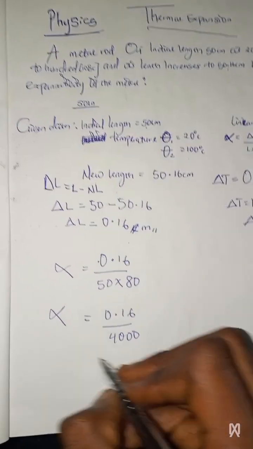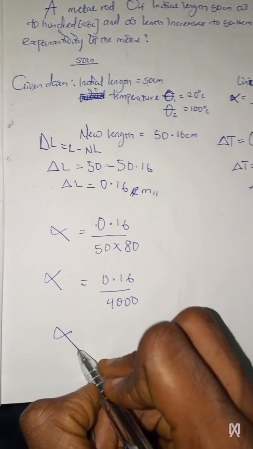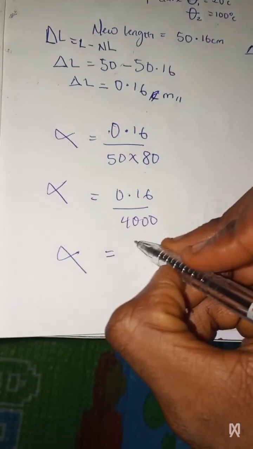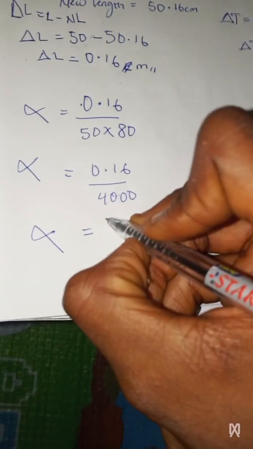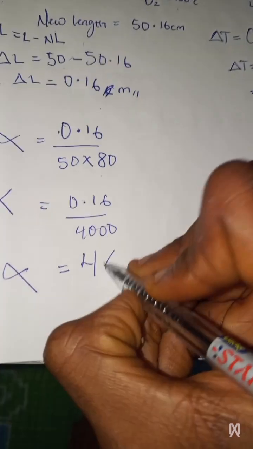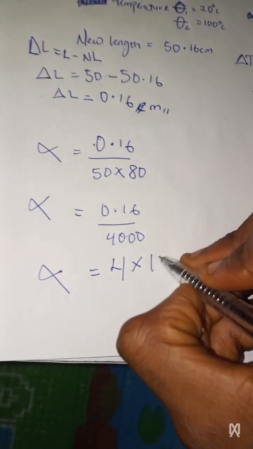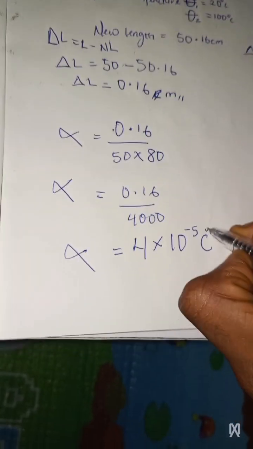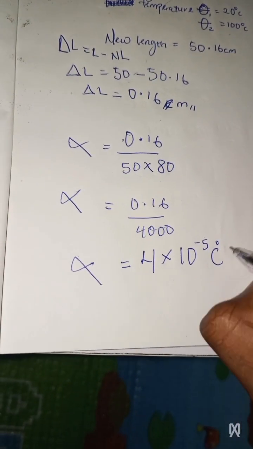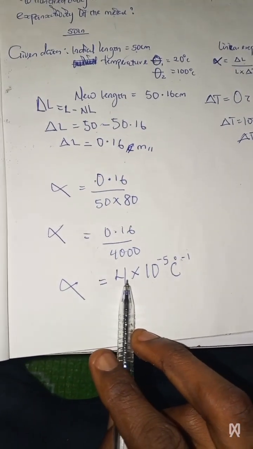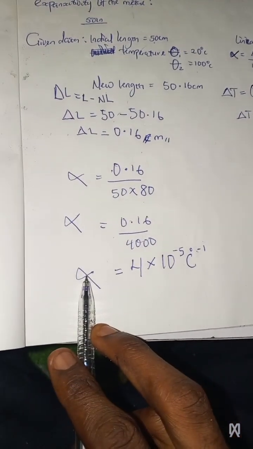So instead of us starting to divide this and getting a long answer, we'll just take it to standard form, and expressing this answer in standard form, we're going to be having 4 times 10 raised to the power of -5 degree Celsius to the power of -1 is the unit of linear expansivity.